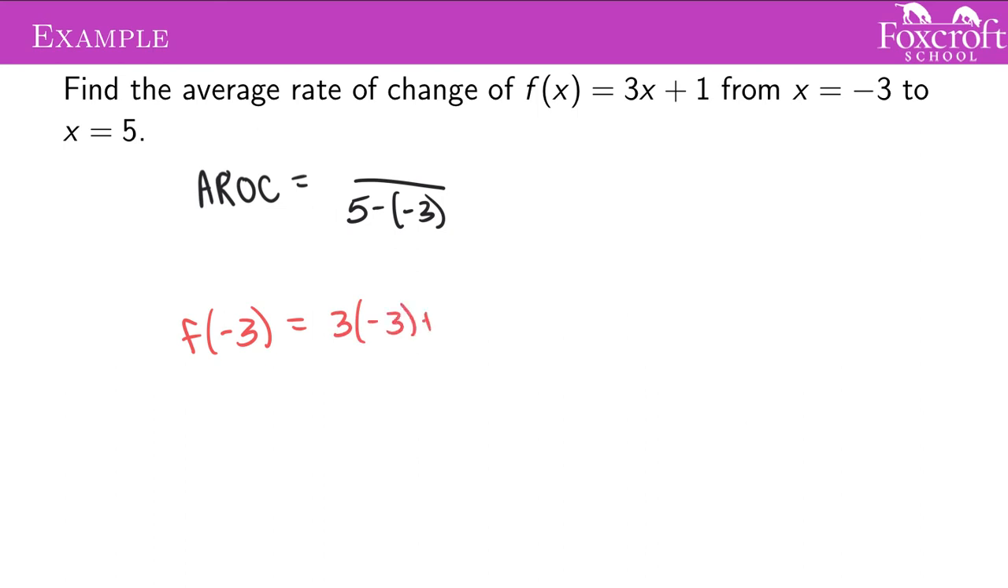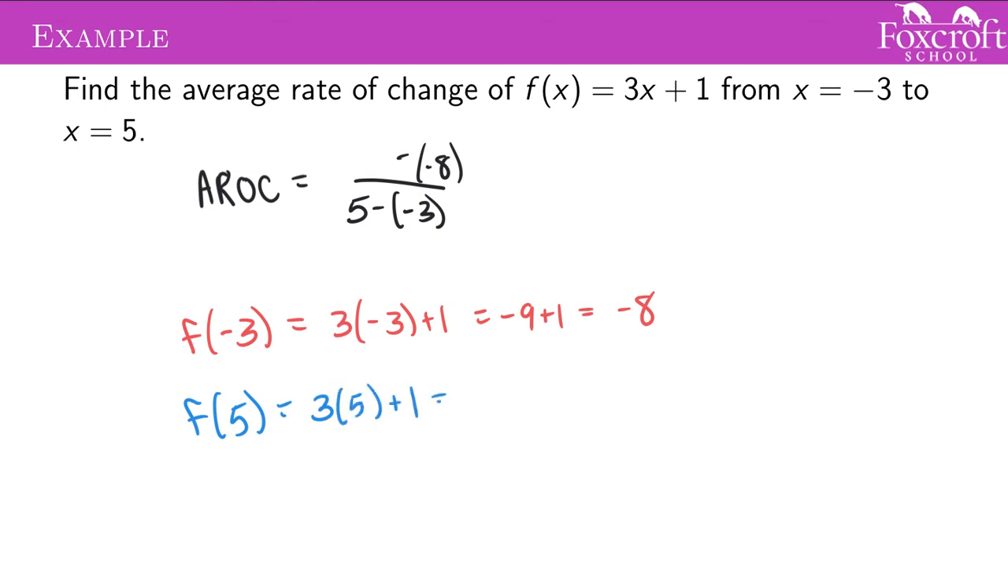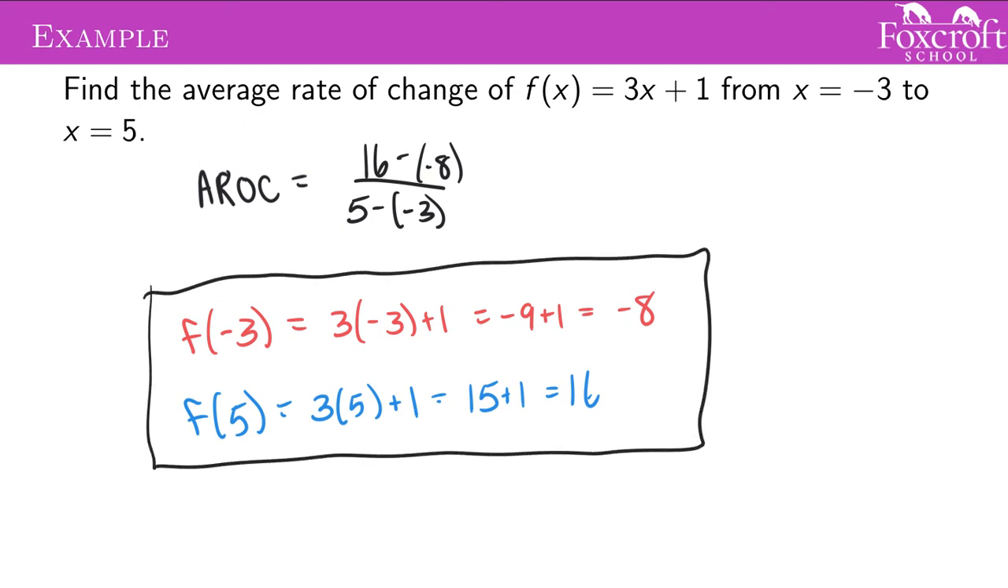It's helpful for me because I have different colors, but you can also make it obvious when you're doing side work by putting it in a box to make it separate. This is -9 plus 1 is -8, so that's going to go here. And I have to plug in a 5 as well, and I get 16. So I'm going to put a 16 here. If I was doing this all in a single color, maybe I would put a box around this. That way it shows that it's separate from the actual average rate of change formula, but it's stuff that's going into that.